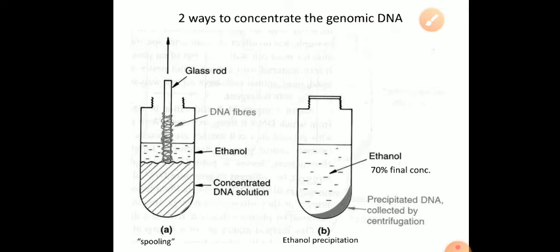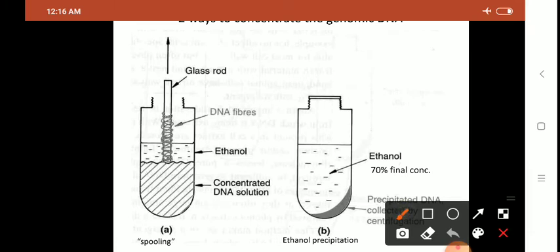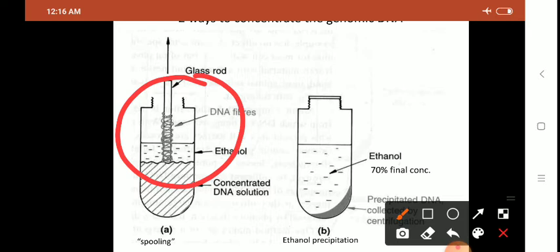Now if the concentration of DNA in the sample is very high, then after adding cold ethanol under alkaline condition, you just have to push a glass rod inside the test tube and take it out. When you remove the glass rod, the DNA fibers will entangle to the glass rod and they can be easily separated out if the concentration of DNA is very high in the sample.